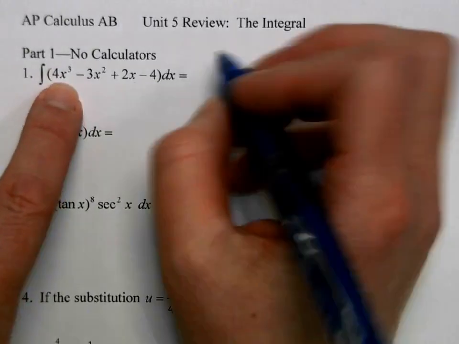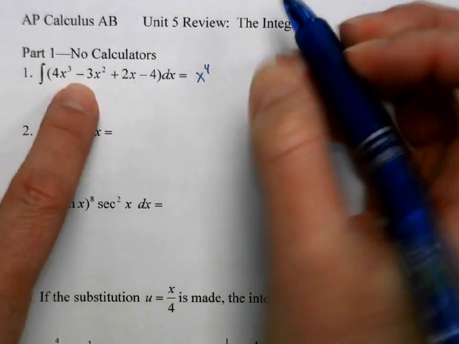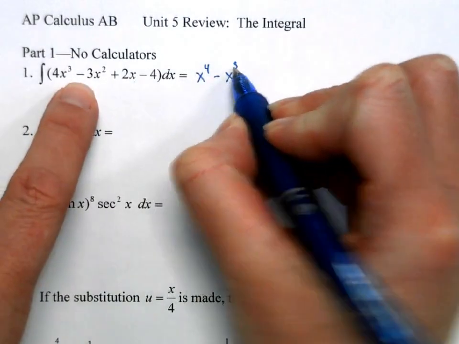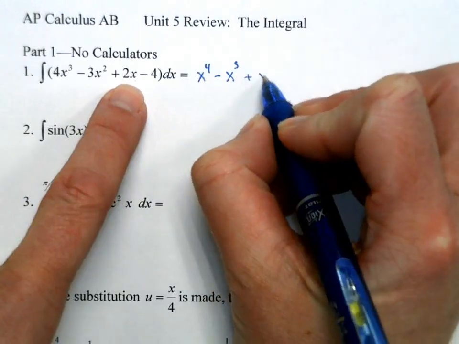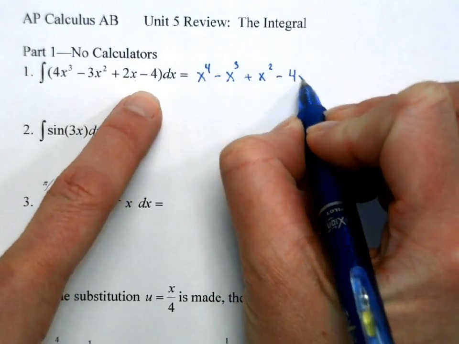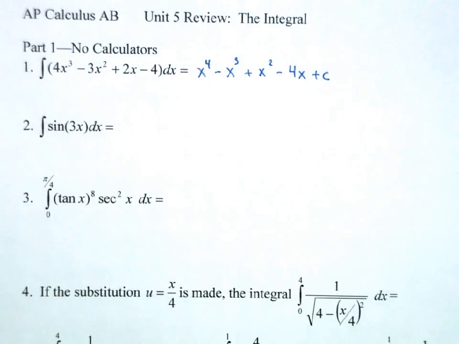So undoing this one will give me x to the fourth, minus x cubed plus x squared minus 4x, and we always want to remember our plus c.